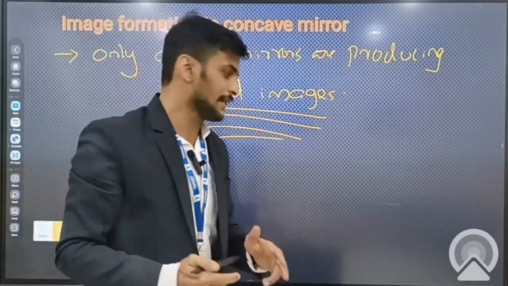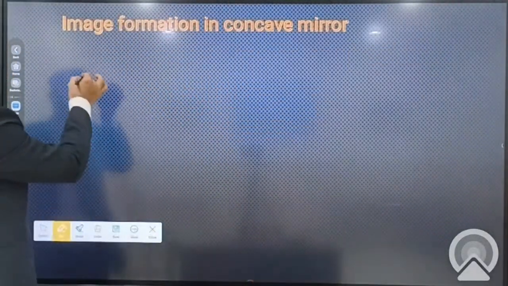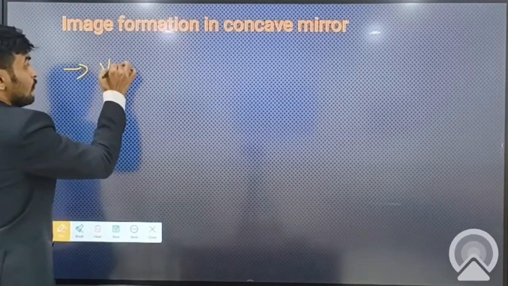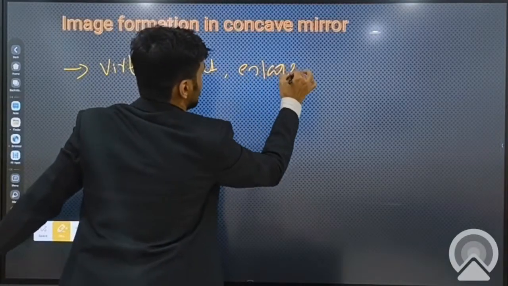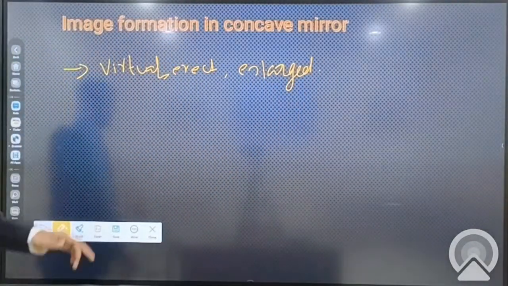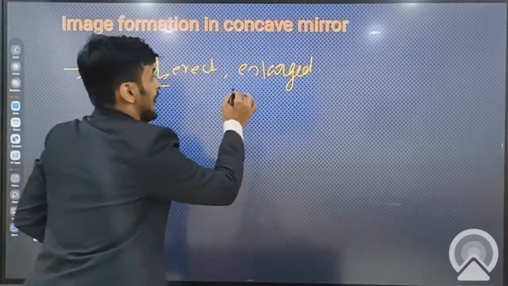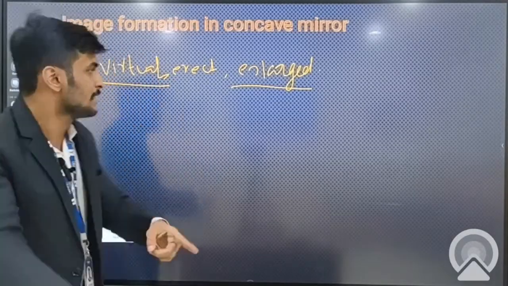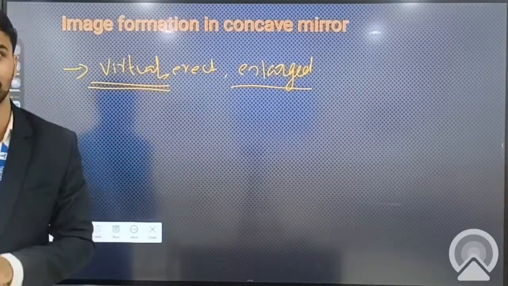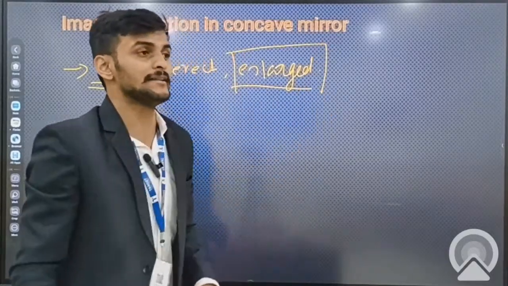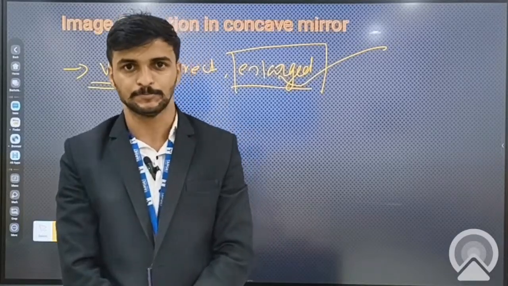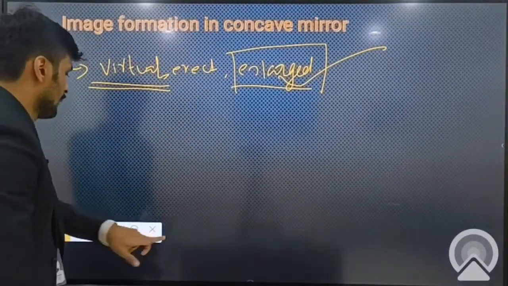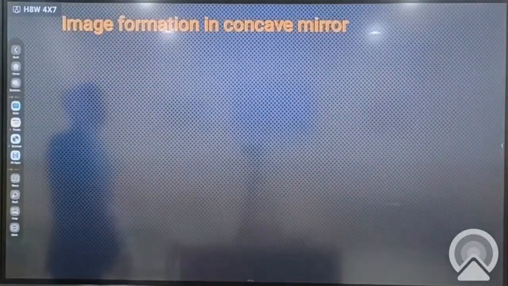So there was a question where you are given some properties of the image. The properties were that the image is virtual, erect, and enlarged. What kind of mirror is this? Your image is virtual, then you will think it is not concave, it is convex, but it is enlarged. We know in a special case, concave mirrors produce virtual images. But if the image is enlarged, then the answer will be concave. Clear? Concave mirror. Clear? Okay, moving to the next topic.